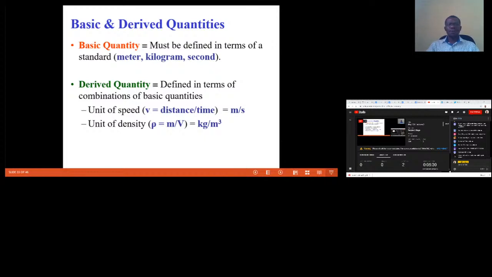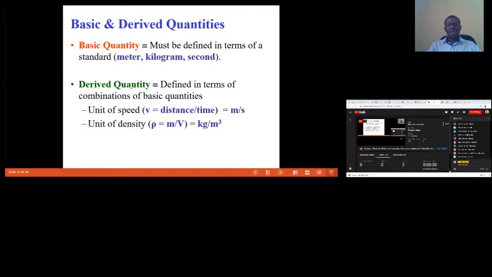So we say that basic quantities, under mechanics, represent the dimensions of length, which in SI units is measured in meters, mass, which in SI units is measured in kilograms, as well as time. Okay, so these are what are called basic units.